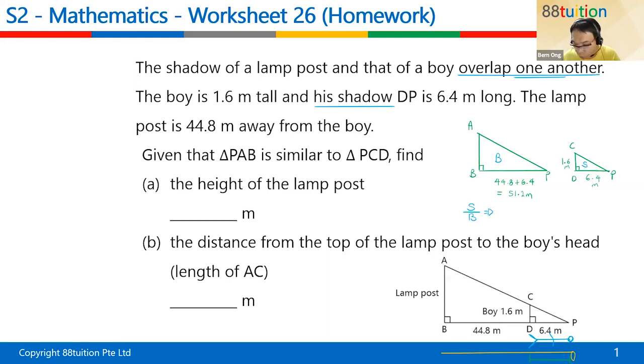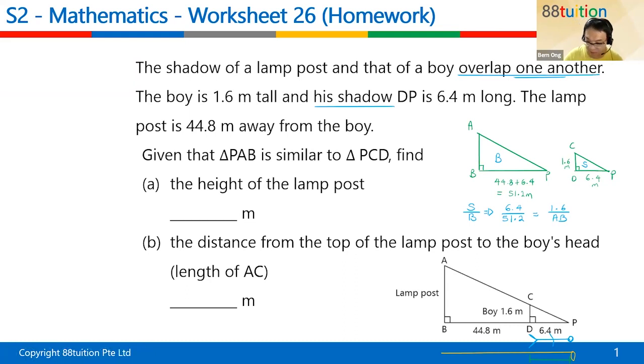So which pair of information do I have? I have the base and the base. So I like to compare small, 6.4, versus the big, 51.2, which is equal to the small, 1.6, versus the height of the lamppost, which is AB. Ta-da! Then do what?